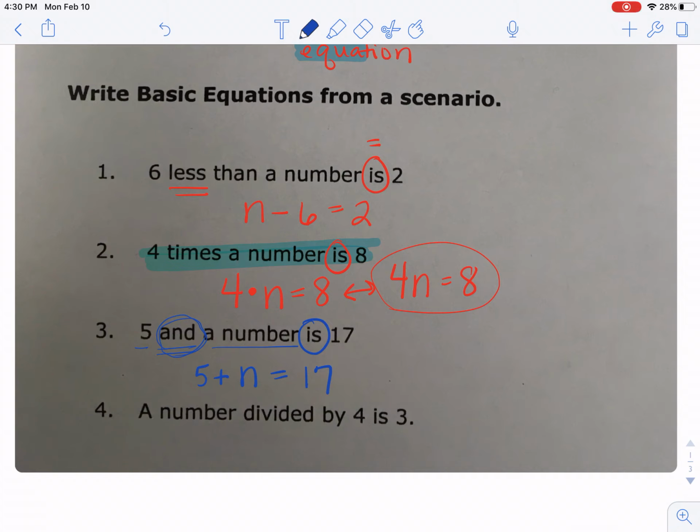Again, we don't have to solve these. I know that you can solve them in your head, but we don't have to. We're just writing them. This is called writing basic equations, so we don't have to solve them.